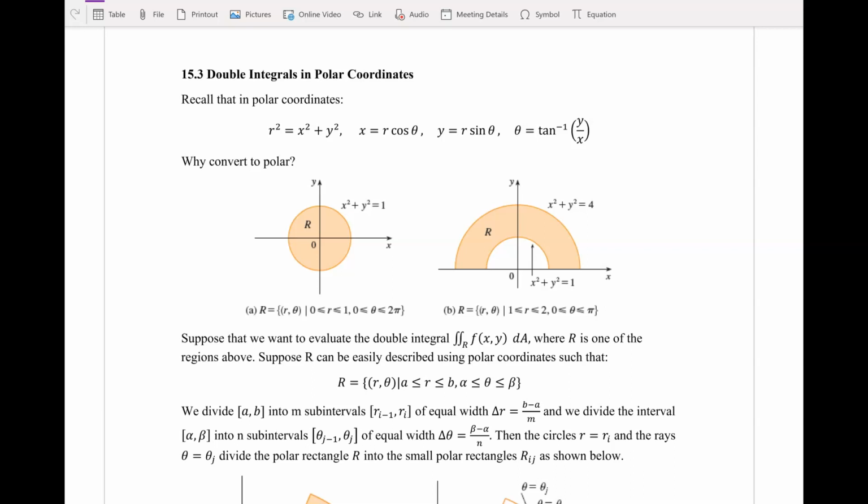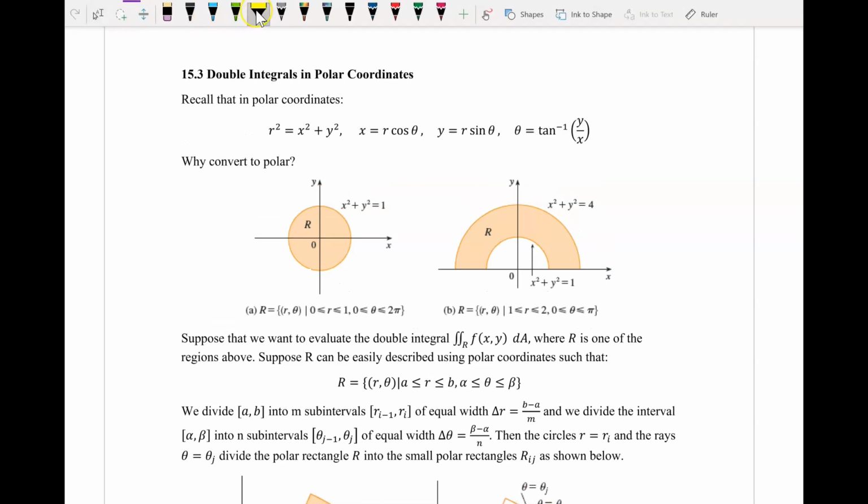And as a matter of fact, we're going to see some other coordinate systems when we look at triple integrals, and it'll make the problems also a lot nicer. So let's recall a little bit of polar coordinates. This is stuff that you probably have seen before in Calc 2.